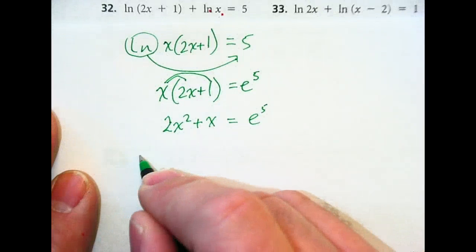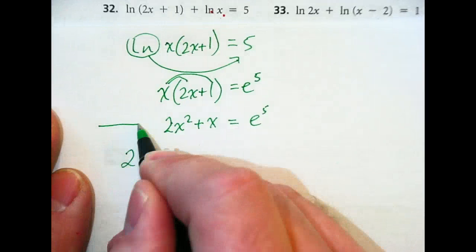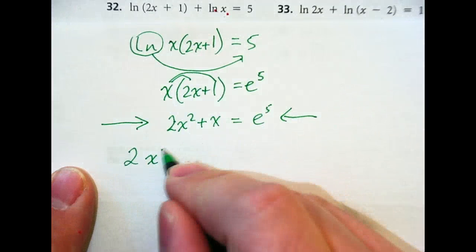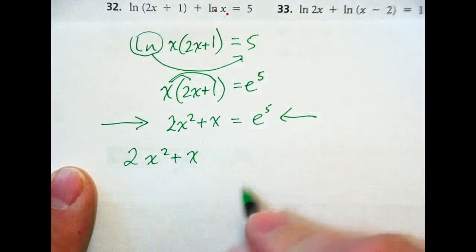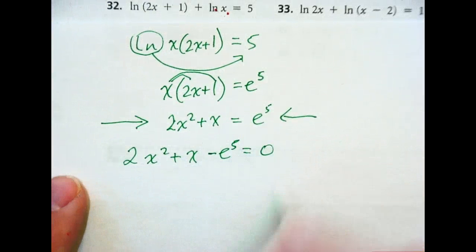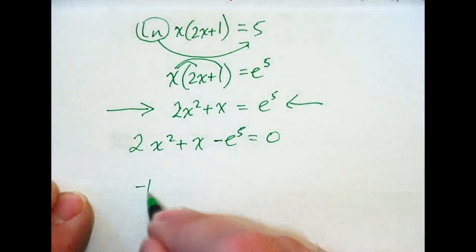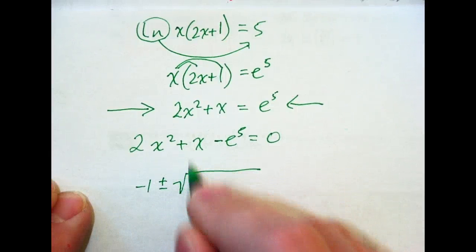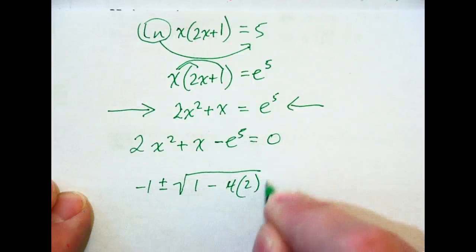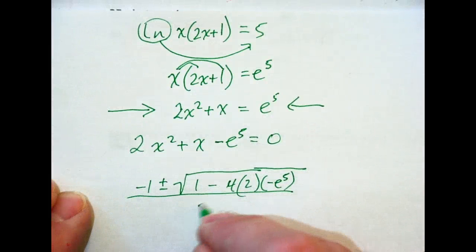You could do this two different ways. First, you could actually treat it like a quadratic. So I'm going to remember where we're at right here. We're going to come back to that in a minute. But you could treat it like a quadratic and set it equal to 0. That means your c term is e to the 5th. And then use the quadratic formula on it. So opposite of b, or negative 1 plus or minus the square root of 1 squared minus 4 times 2 times negative e to the 5th, all over 2 times 2.